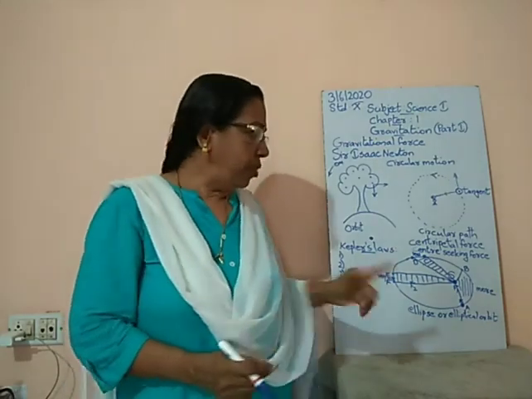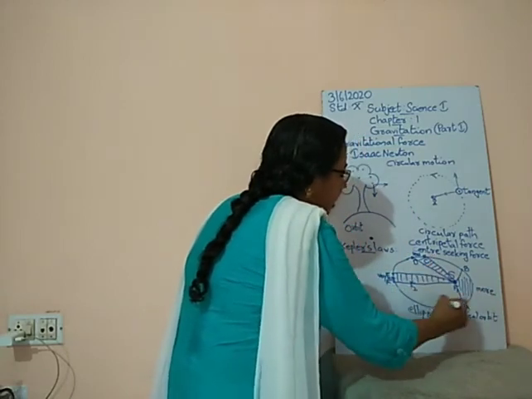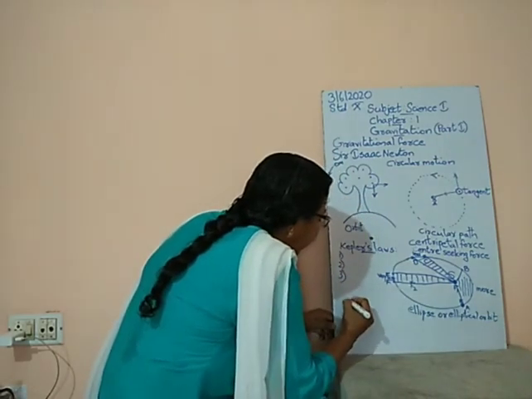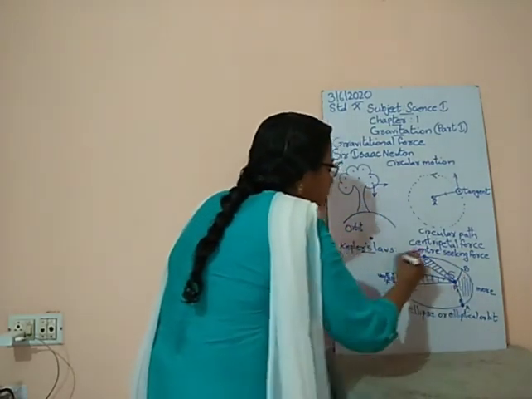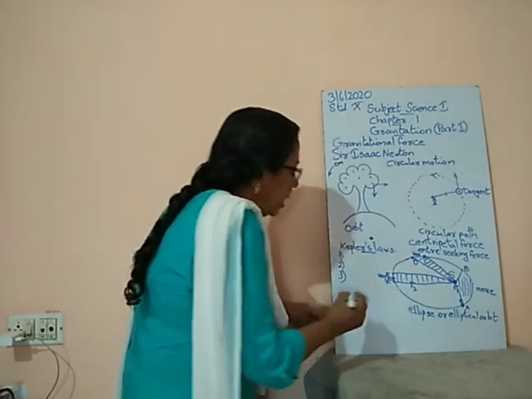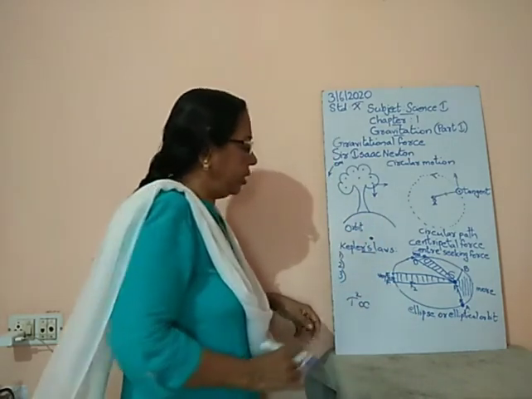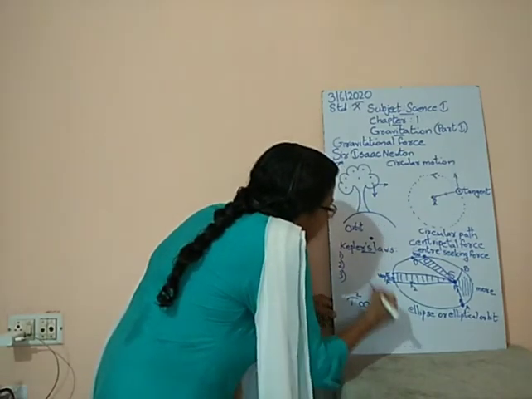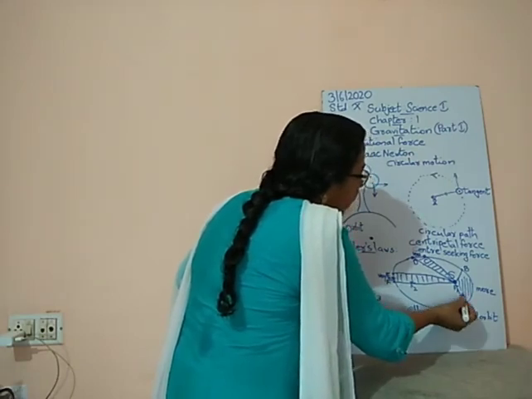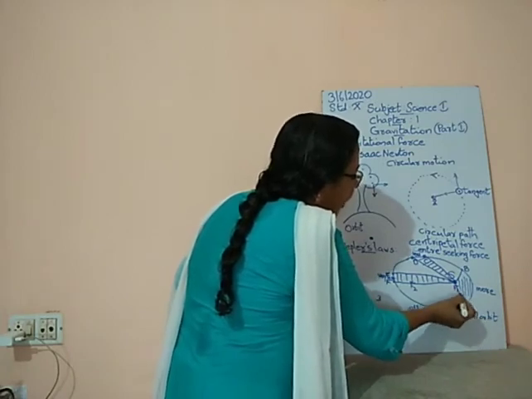Now, one more thing I am telling you: the square of the period of revolution, which we can write as T. The square of the period of revolution around the Sun by the planet, that I am writing as T square, is directly proportional to the cube of the distance between the planet and the Sun.